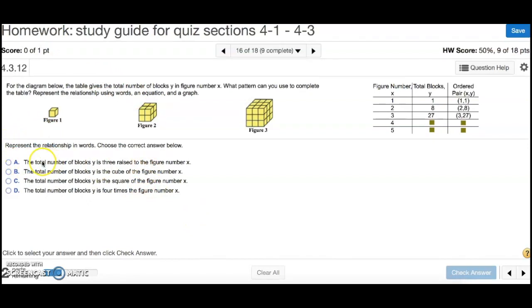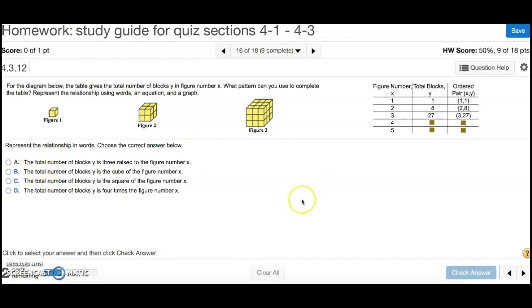Starting with A, the total number of blocks Y is 3 raised to the figure number X. So 3 to the X. So if I put in 1 for X, I have 3 to the 1, which will be 3. That tells me right away it can't be A.